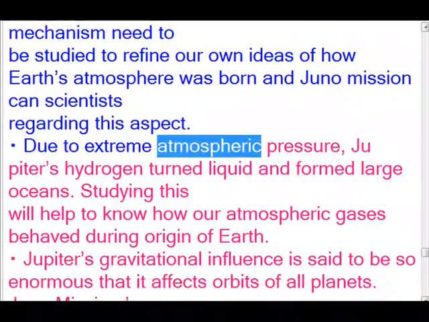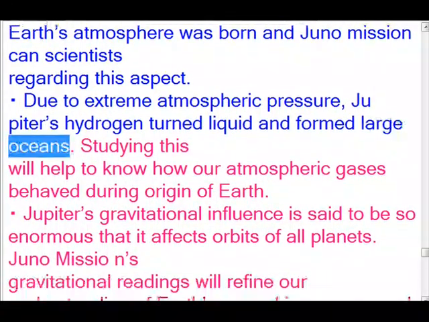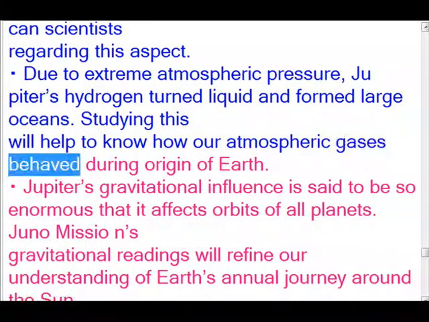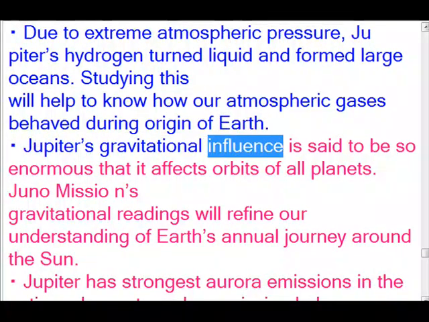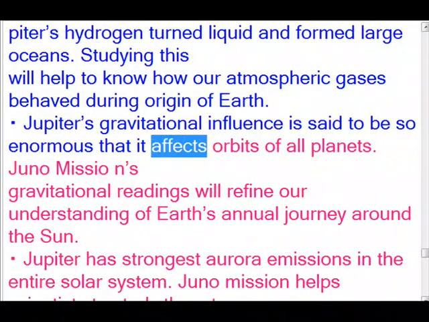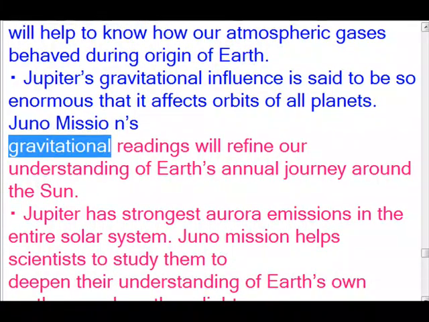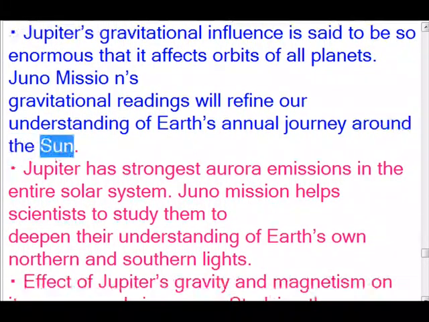Due to extreme atmospheric pressure, Jupiter's hydrogen turns liquid and forms large oceans. Studying this will help to know how our atmospheric gases behaved during the origin of Earth. Jupiter's gravitational influence is said to be so enormous that it affects the orbits of all planets. The Juno mission's gravitational readings will refine our understanding of Earth's annual journey around the Sun.